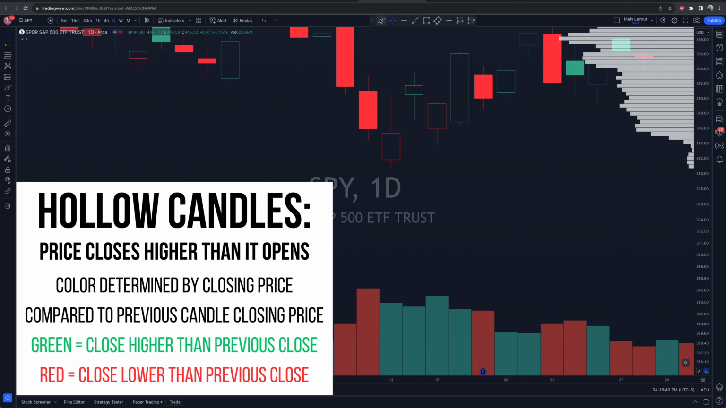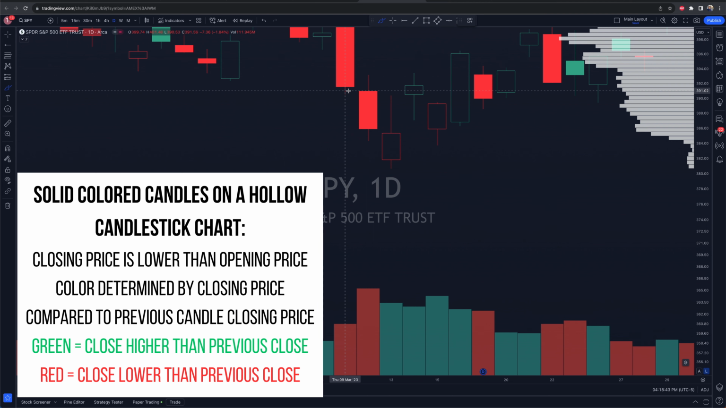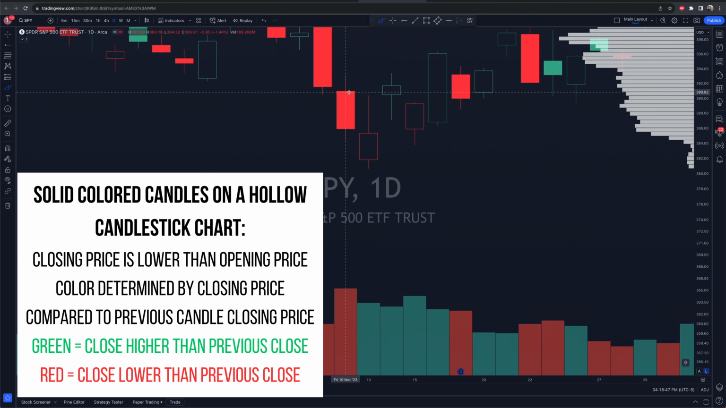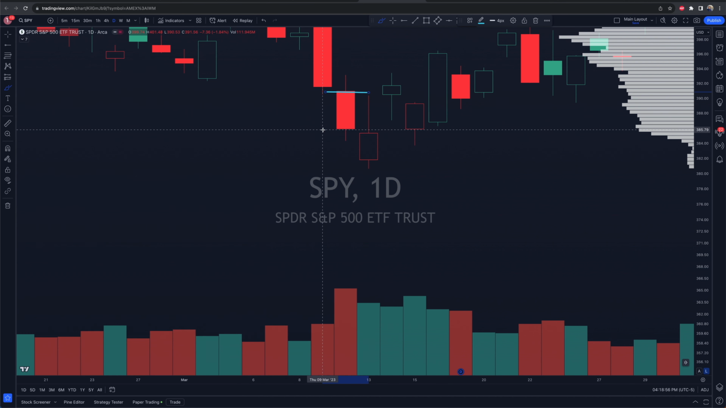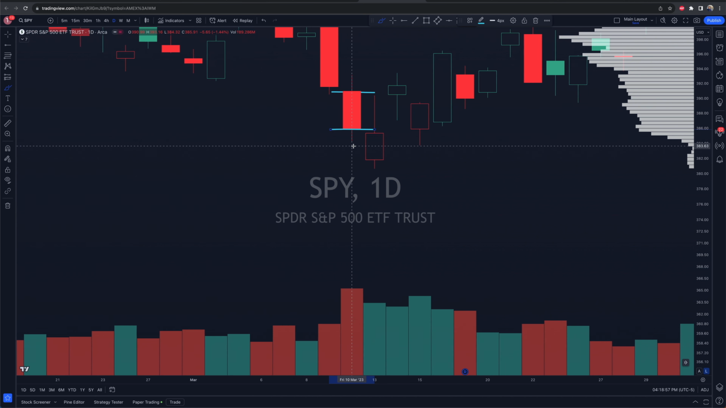Okay, let's unpack that. Solid means down, hollow means up. So this is where green and red don't really matter. You can make different colors out of this if you wanted to. It's up to you. But this day, right, market opens here, closes here, solid red.